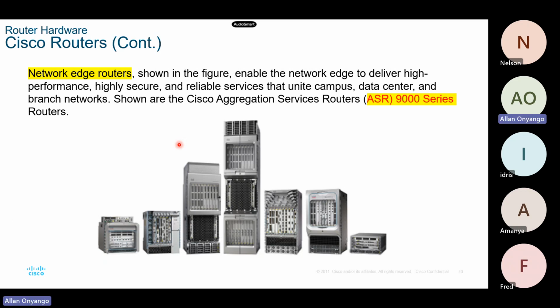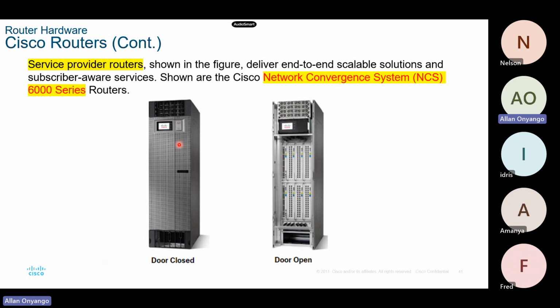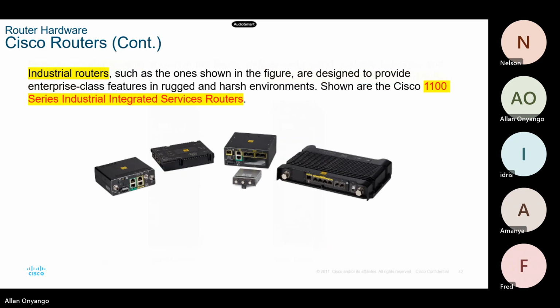We have ISP or service provider routers. A very good example is the network convergence systems. They deliver end-to-end scalable solutions and subscriber-aware services. And the 6000 series, the NCS, the network convergence system routers, it also comes with an open door that you can close. You don't need to buy a cabinet.